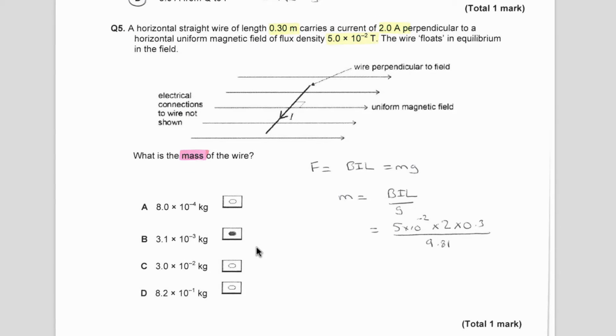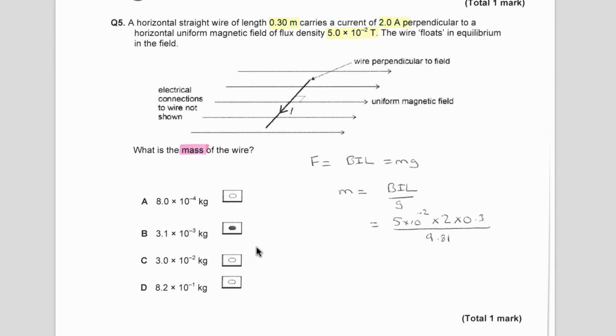For question number 5, we have a horizontal straight wire. Again, it's got the same length actually, it's got a length of 0.30 meters, and this time it's carrying a current of 2.0 amps. And again, it's perpendicular to this horizontal uniform magnetic field. And again, we know the flux density. This time, though, the wire is floating in equilibrium in the field. So what this tells us, because it's in equilibrium, is that the resultant force vertically is 0. In other words, the weight downwards is equal to the magnetic force upwards. We want to know the mass of the wire.